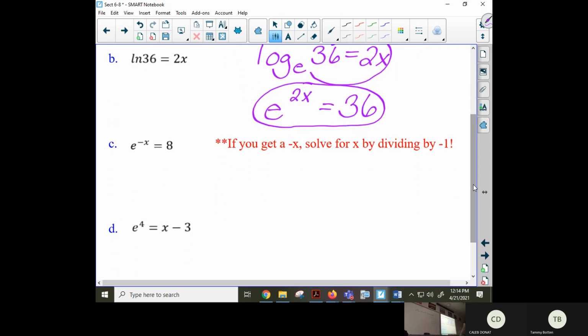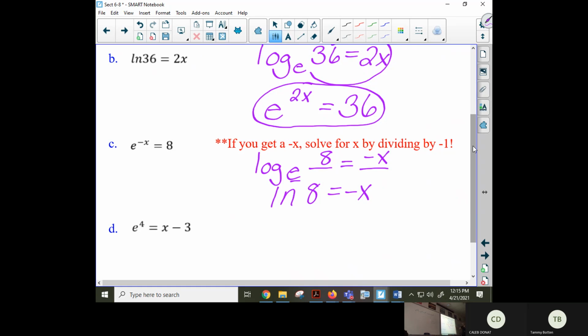Now if I look at this next one, it's in exponential form. So I think, okay, if this is log, what goes here, what goes here, what goes here? E is here, negative x is here, and 8, because e to the negative x equals 8. And then we would replace log base e with natural log.